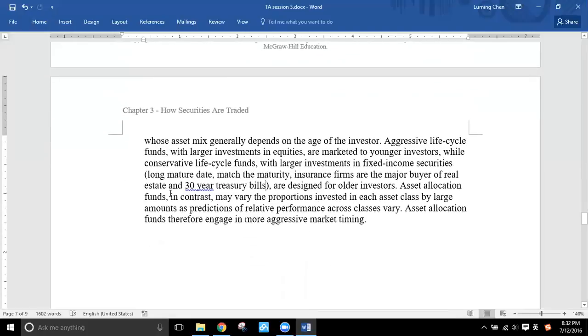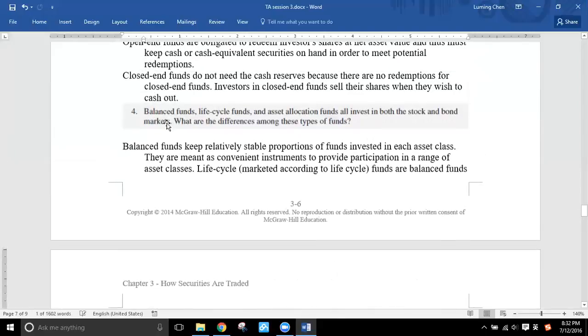Asset allocation funds, in contrast, may vary the proportions invested in each asset class by large amounts, as predictions of relative performance across classes vary. Asset allocation funds are the more aggressive type among the three kinds of funds.